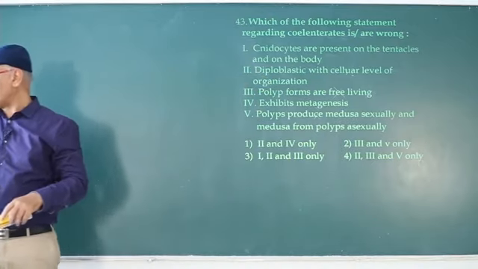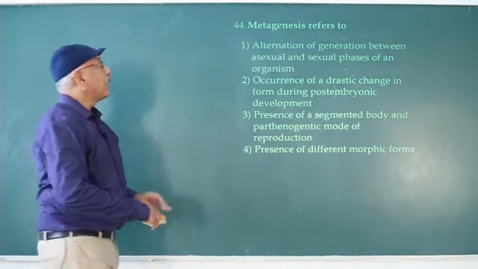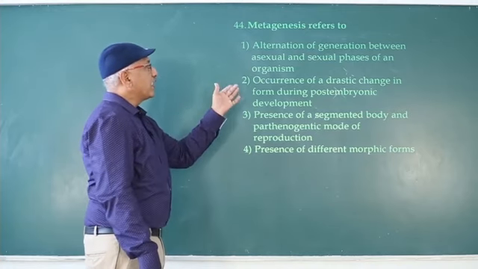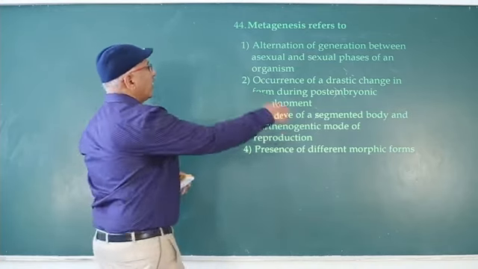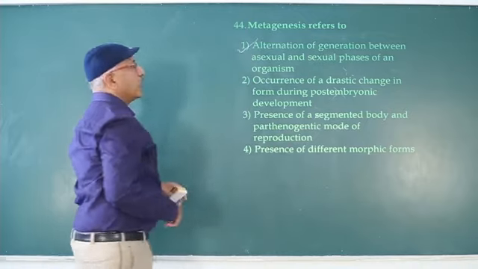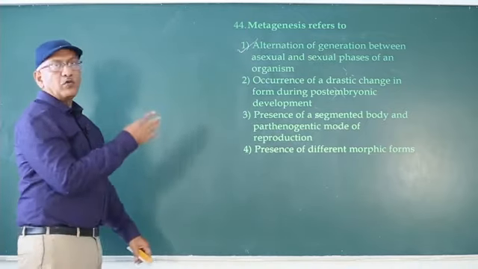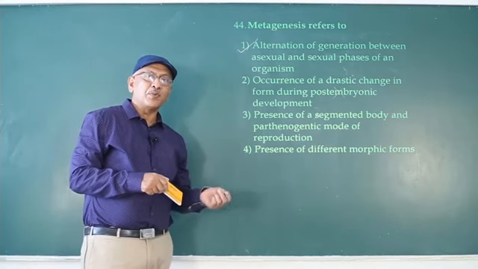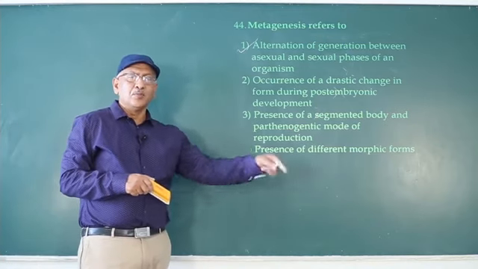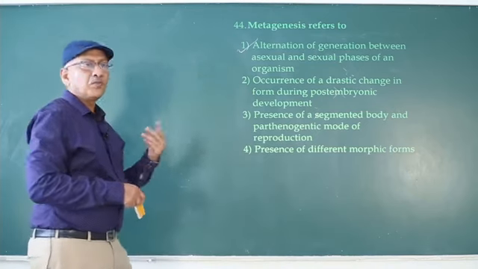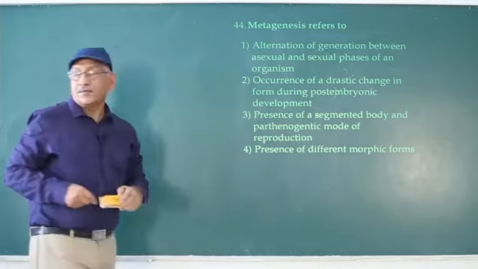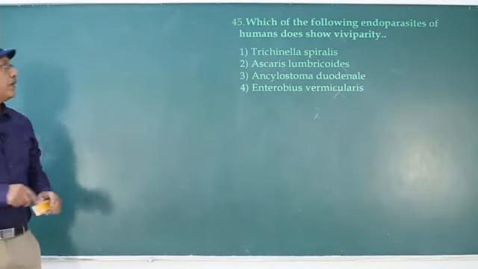Next one. Metagenesis refers to alternation of generation between asexual and sexual phases of an organism. In the life history of Obelia, polyp and medusa: the polyp undergoes asexual reproduction and produces medusa. The medusa undergoes sexual reproduction and produces polyp. So, option 4.